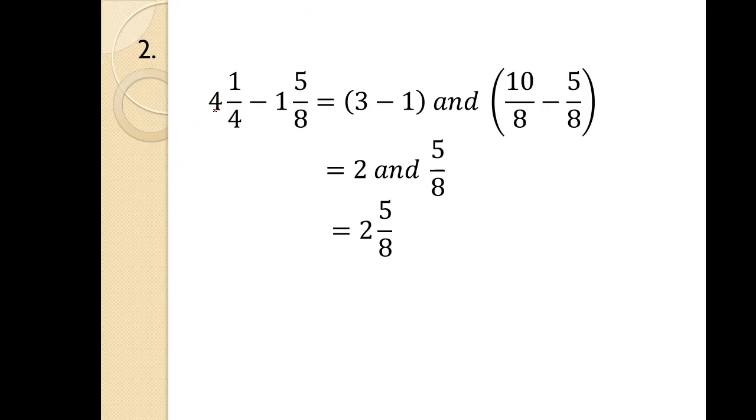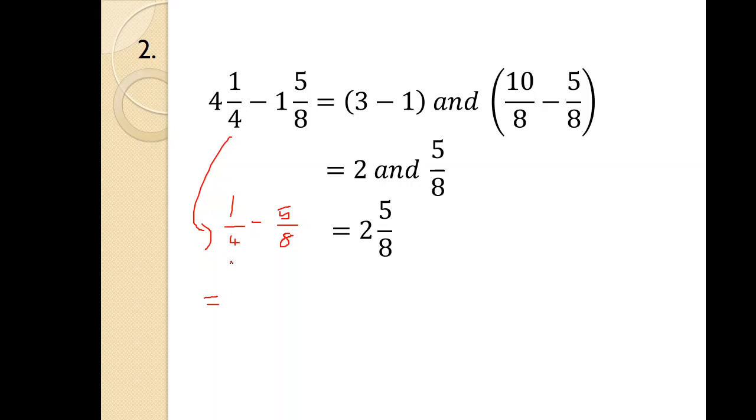It says we need to separate the whole number parts and the fractional parts. But in subtraction, first you have to check your fractions. Let me just write down the fractions part, which is 1 over 4 minus 5 over 8. Suppose we're given that calculation.